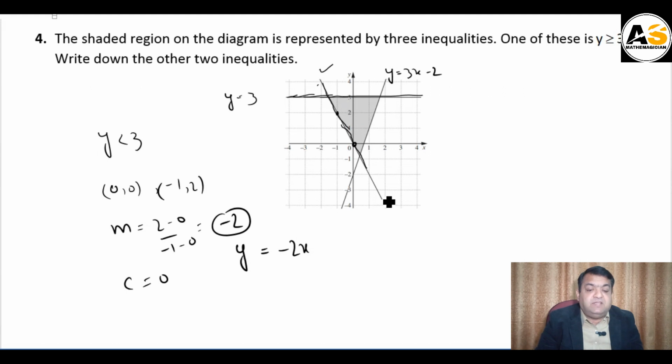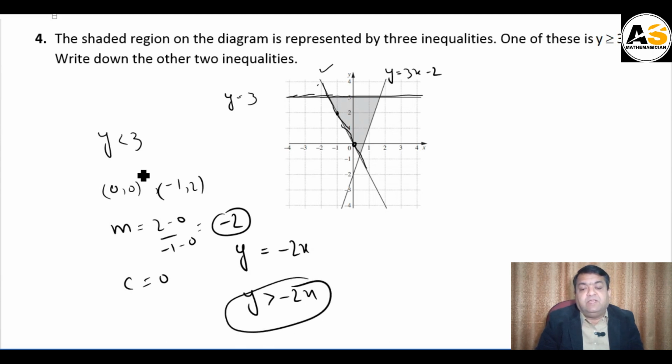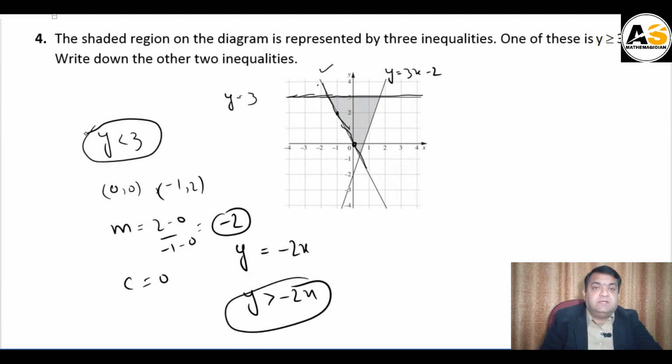And the region is above the line. So y is greater than minus 2x is the third inequality. So we have found the other two inequalities. I hope this is clear.